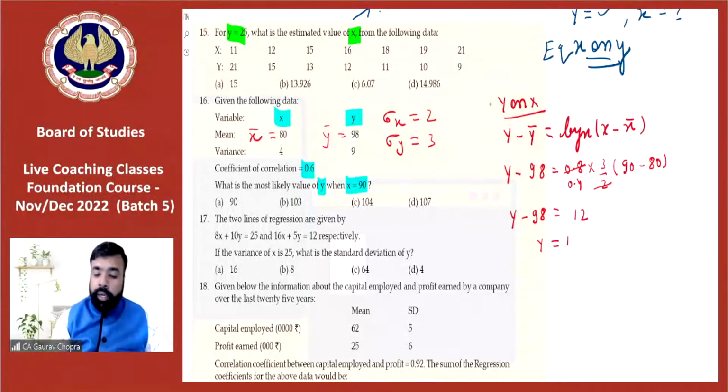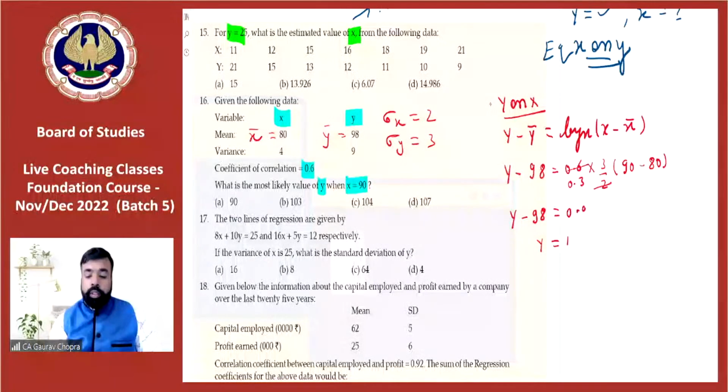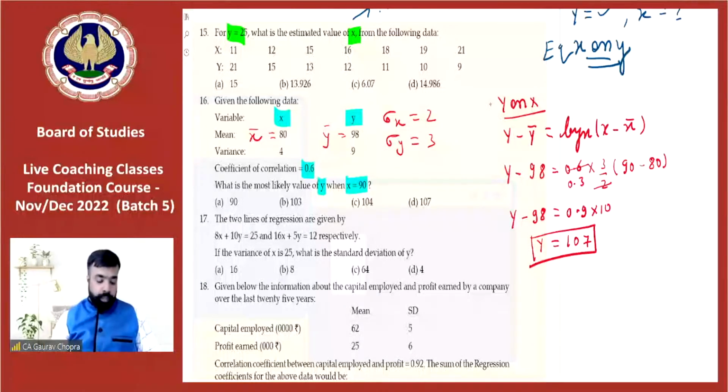Okay, R is 0.6, we have taken 0.8. Just take 0.6. So it will become 0.3 and then 0.9 into 10. That is 9 plus 98. It becomes 107. Okay, so we have got the answer 107.